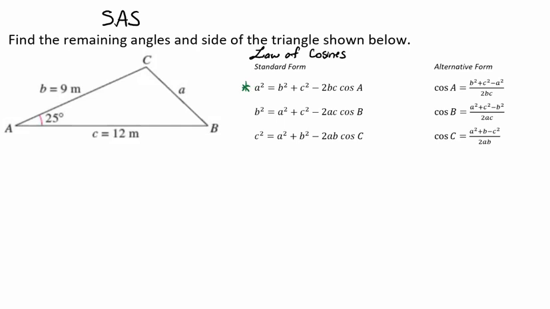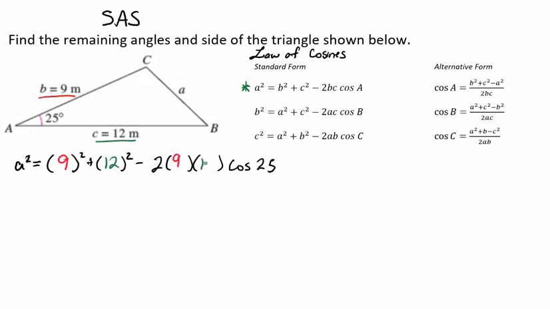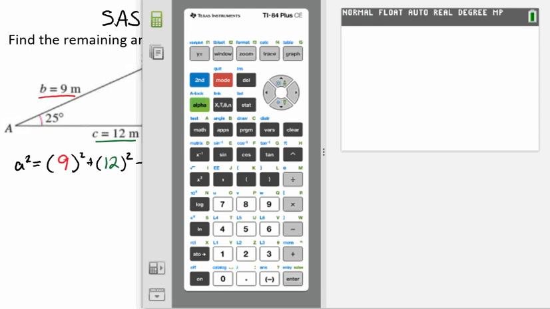So we're going to plug in the values that we have to find our A squared. We have B squared plus C squared minus 2 times B times C times the cosine of our A, which is 25 degrees. Our B value is going to be 9, and we'll plug in our C of 12. And now we're going to plug this into our calculator.